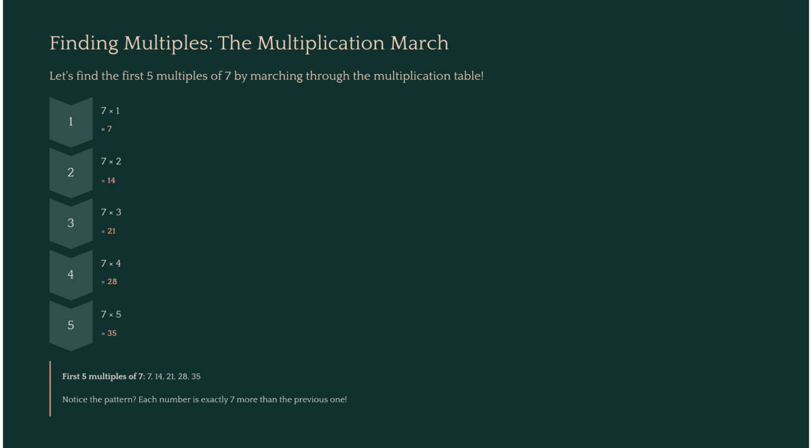In example 2, we find the first 5 multiples of 7. We simply multiply 7 by 1, 2, 3, 4, and 5. 7 times 1 equals 7. 7 times 2 equals 14. 7 times 3 equals 21. 7 times 4 equals 28. And 7 times 5 equals 35. So the first 5 multiples of 7 are 7, 14, 21, 28, and 35.